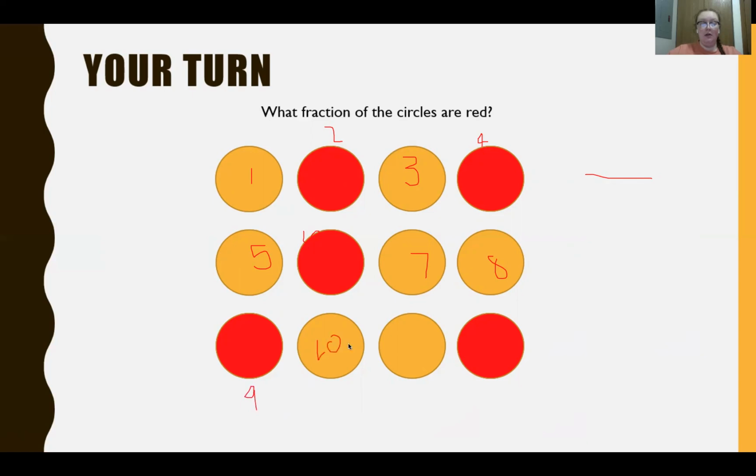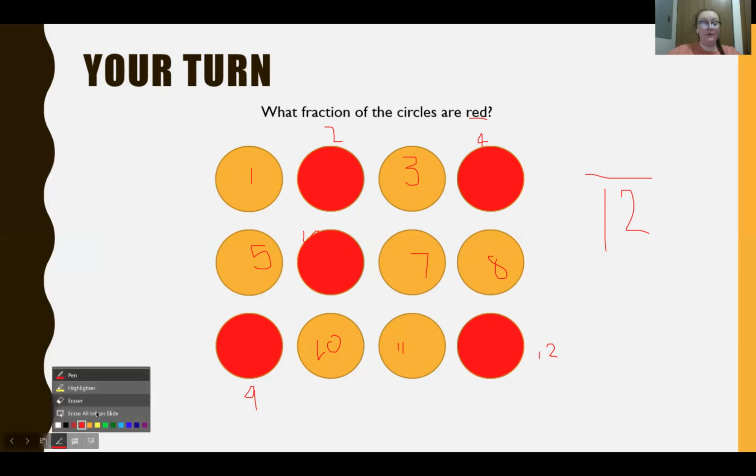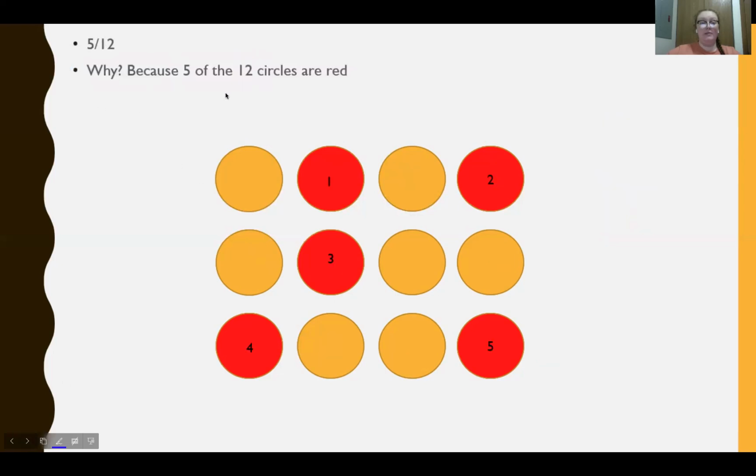10, 11, 12. So the bottom of our fraction is going to be 12. And then we're trying to figure out how many are red. So of the 12, we have 1, 2, 3, 4, 5. So the top of our fraction is going to be how many parts of the whole. So let's see if we're right. And yes, 5/12 because 5 of the 12 circles are red.